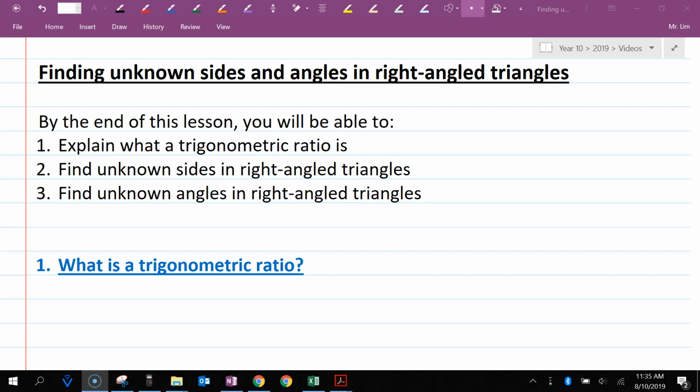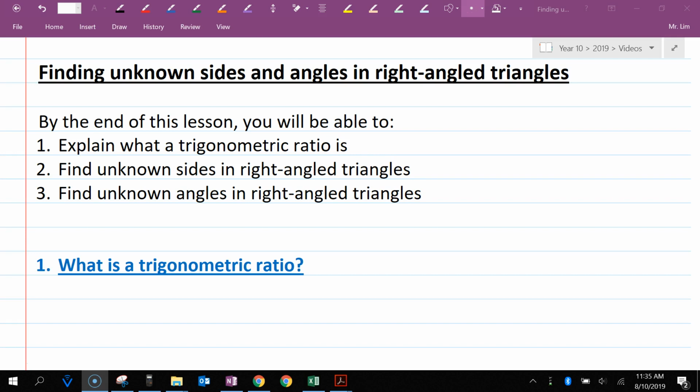As your teacher, Mr. Lim here, and in this video, we're going to be looking at how to find unknown sides and unknown angles in right angle triangles. By the end of this lesson, you'll be able to do these three things. Explain what a trig ratio is, find unknown sides in right angle triangles, and find unknown angles in right angle triangles. So let's have a look at the first one.